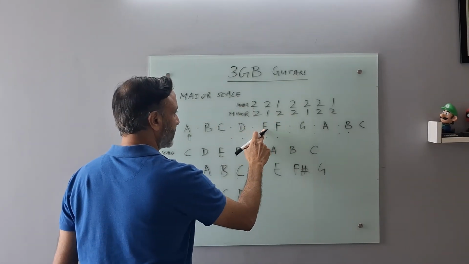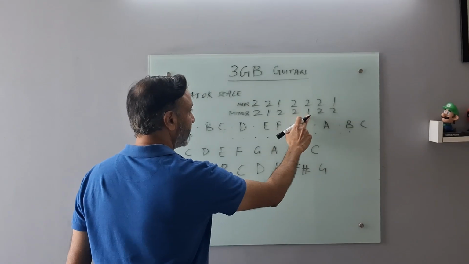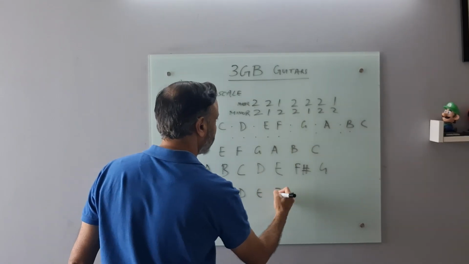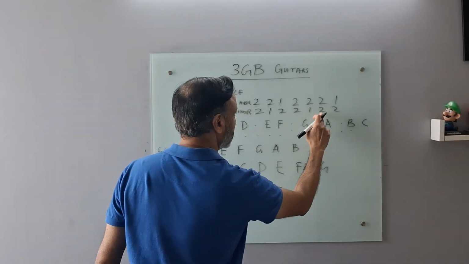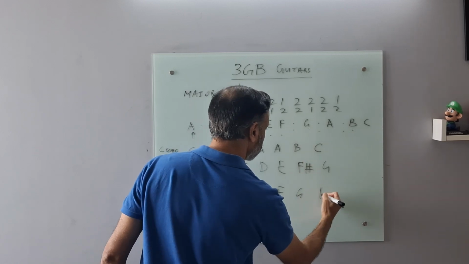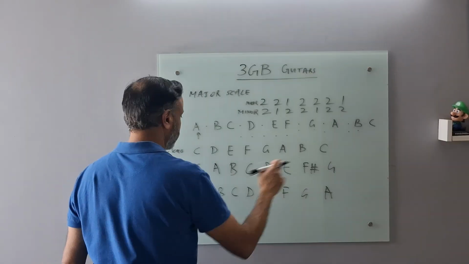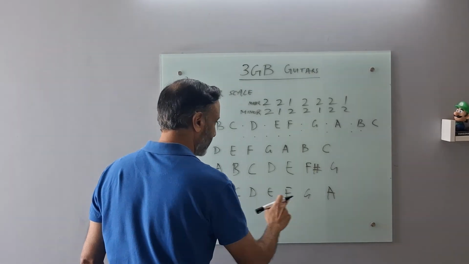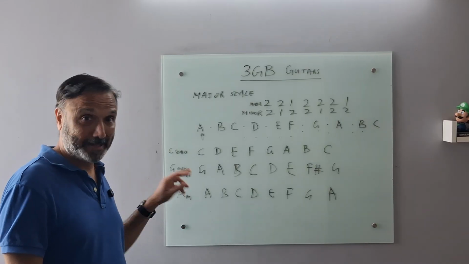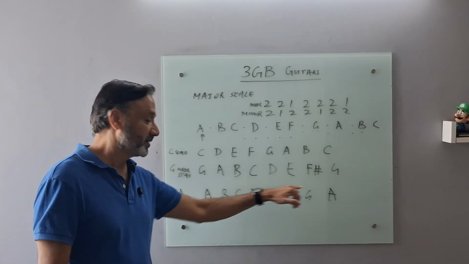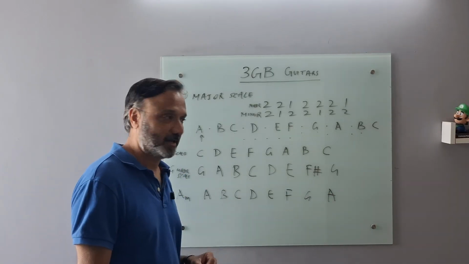Again 2, 1, 2, that's E. Then a 1, so that's F. Then another two steps, G. Another two steps, A. Right? So basically the last one will bring you back to the same starting note. So we start with A, end up with A. Now, another beauty in the minor scale for A minor, you get all the standard notes. There's no sharps or flats.